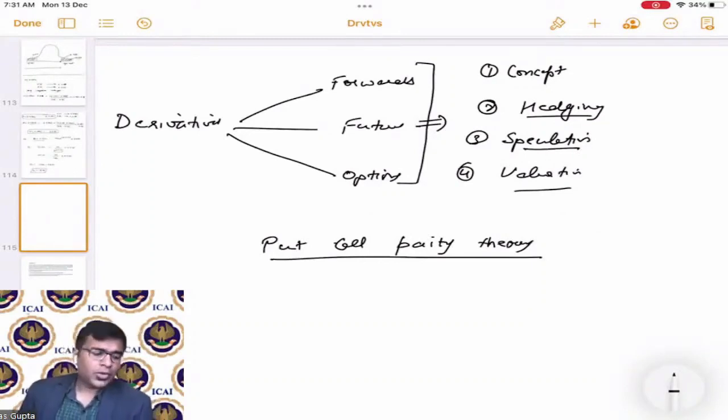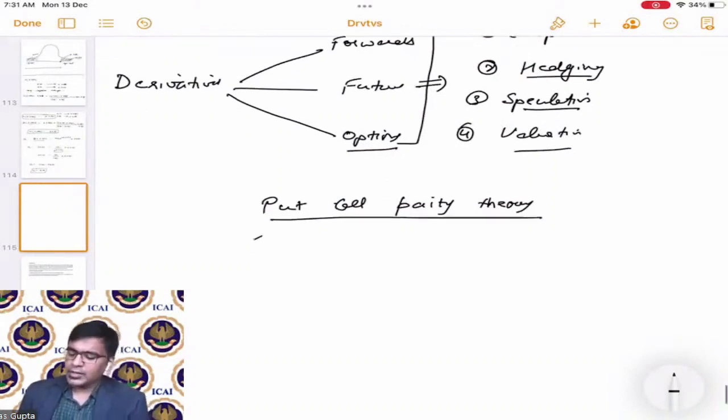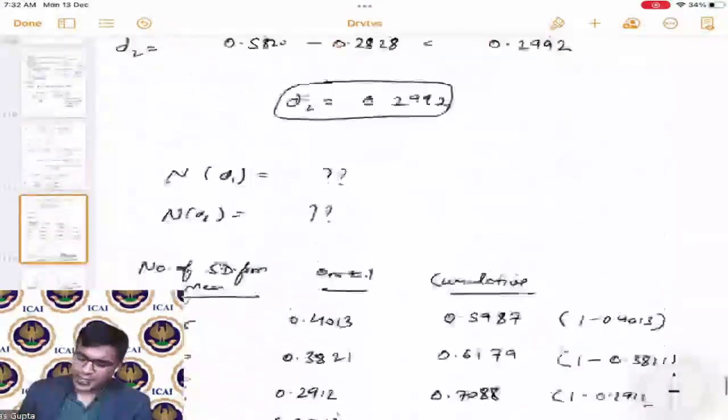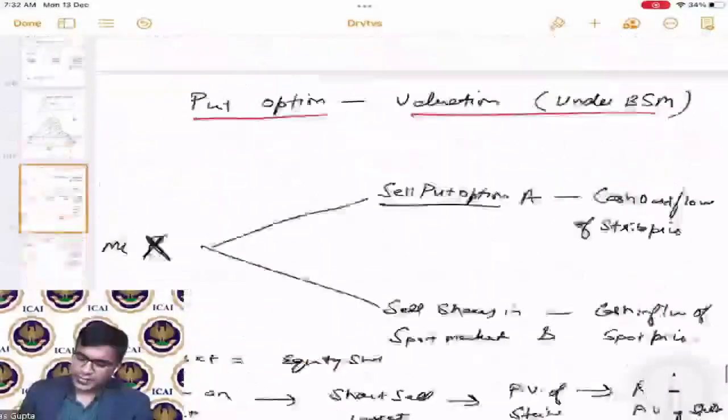Now, what does this put call parity theory mean? First of all, this is designed for options, because put option and call option are options concepts themselves, correct? So there is a put call parity theory. Now, what does it say? We have taken some four cases in our previous session.